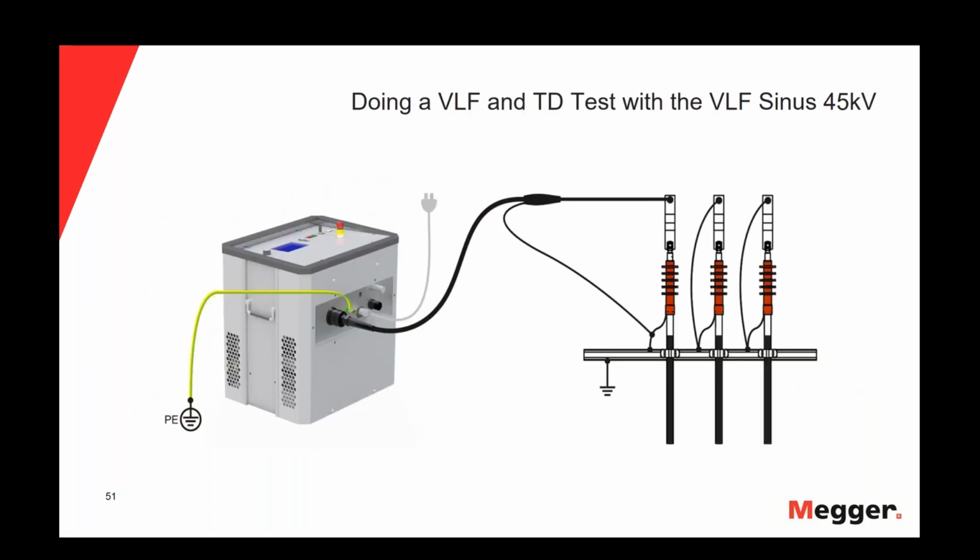And to finish this webinar, I will do a simulation of how we normally do a VLF test and a Tan Delta test. I will use the VLF sinus 45 kV. The way we connect the unit is, as you see in the picture, first we connect the safety ground, then we connect the test lead of the cable. The first connection is to the concentric or the metallic shield of my cable, and then I will connect to the center conductor of the cable, and the last one is the power cord to supply voltage to my VLF.